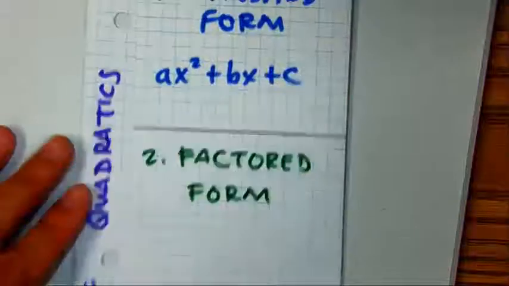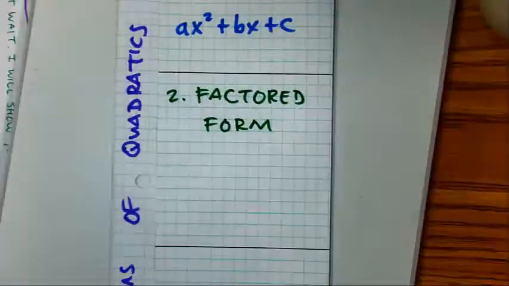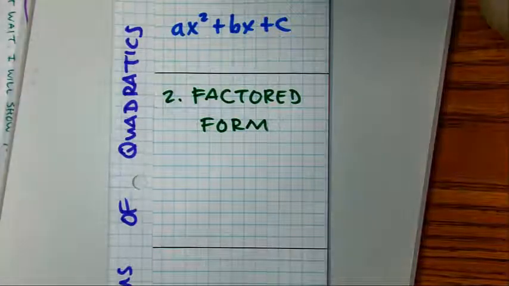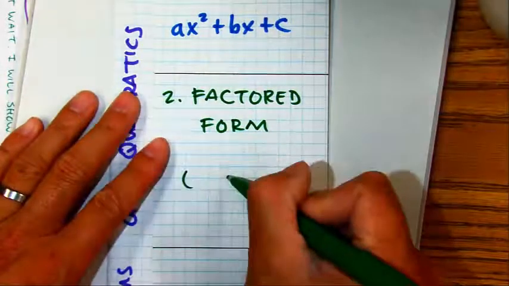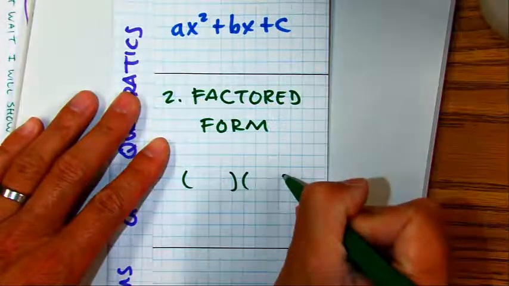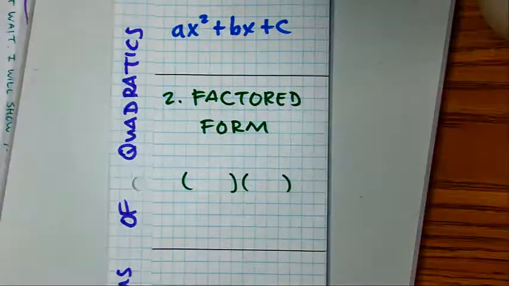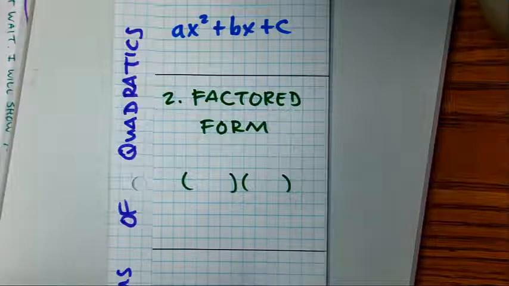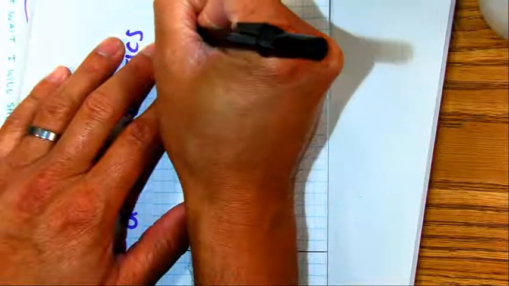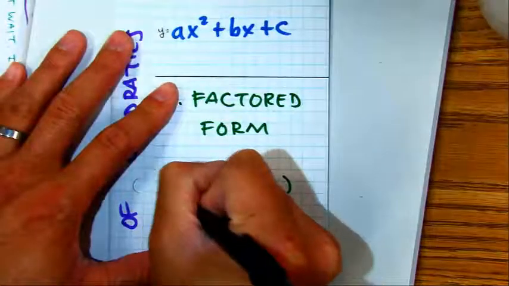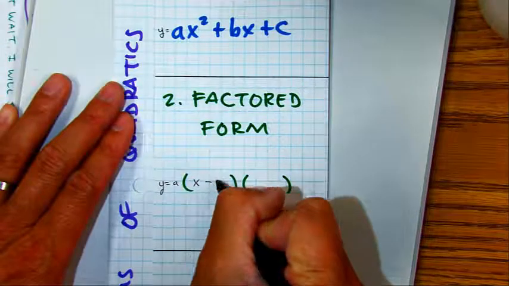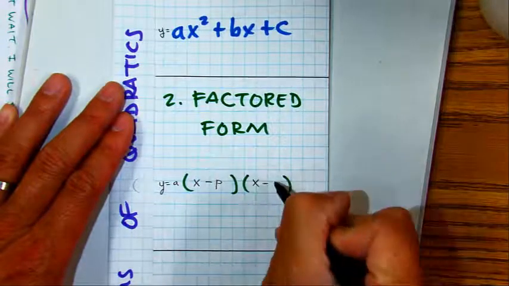Okay, question. Does factored form have any parentheses? Yes. How many? 2. Okay. Leave some space. We're going to actually write the equation out. So the formula is, you can put y equals in front of this one too. These are equations. y = (x − p)(x − q).